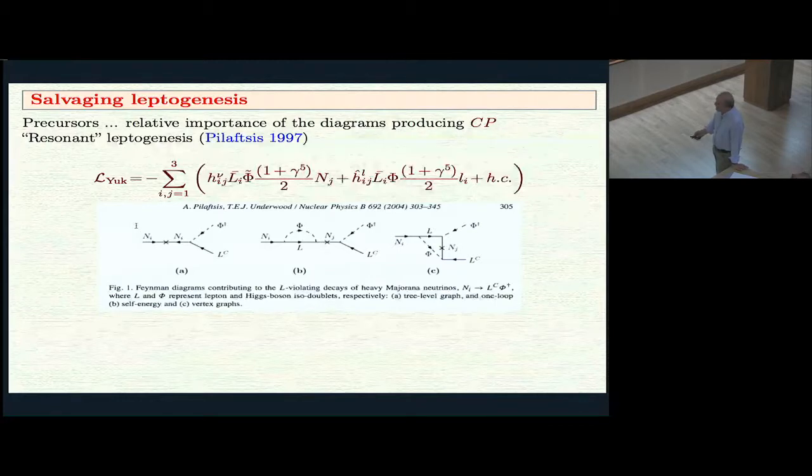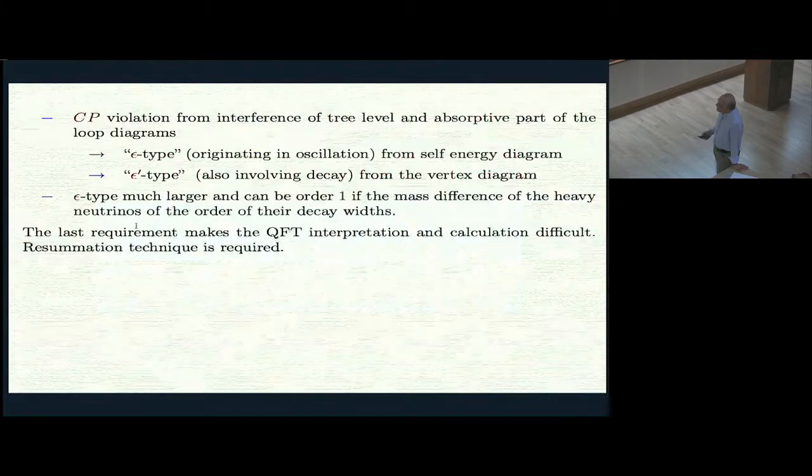So both of these had to be considered, and you had to decide which was the more important. So CP violation from interference with tree level and absorptive part of the loop diagrams, either epsilon type or epsilon prime type. But epsilon type can actually become much larger and can be order 1 if the mass difference of heavy neutrinos is of the order of their decay widths. So if you fine tune the model somehow and say that the delta m is comparable to the decay width, then you have the possibility of enhancing epsilon greatly.